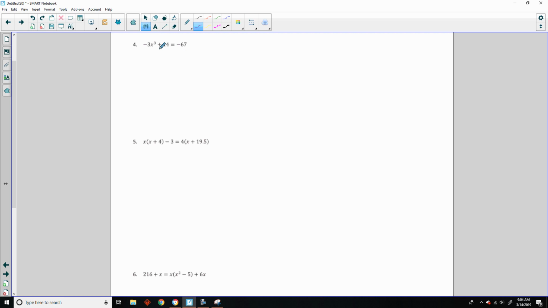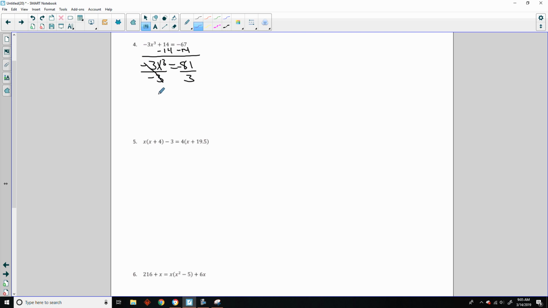Okay, number 4. I have an x to the third, I have a constant, and I just have a number constant by itself over here. Get all the numbers to the right. So I'm going to subtract 14 from both sides. 3x cubed, negative 3x to the third. Constants cancel. Negative 67 minus 14 is negative 81. Divide both sides by the coefficient, negative 3.